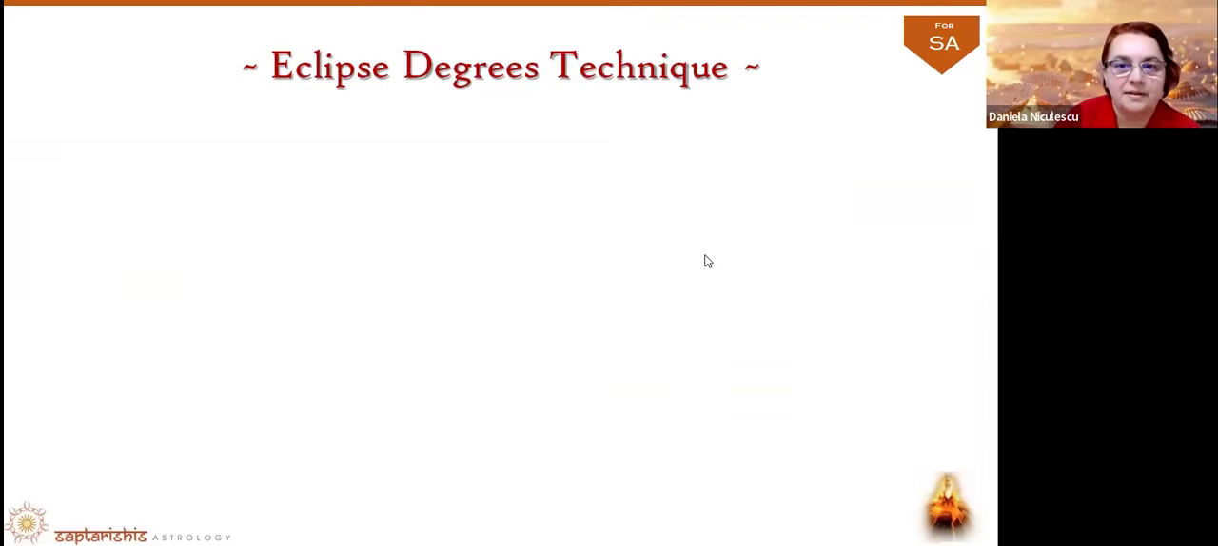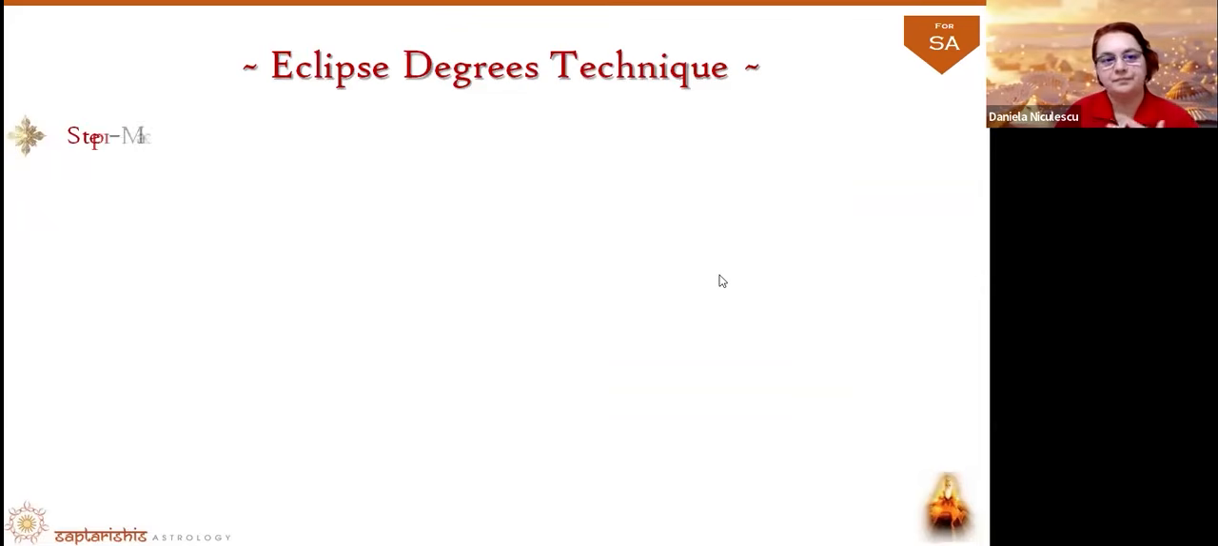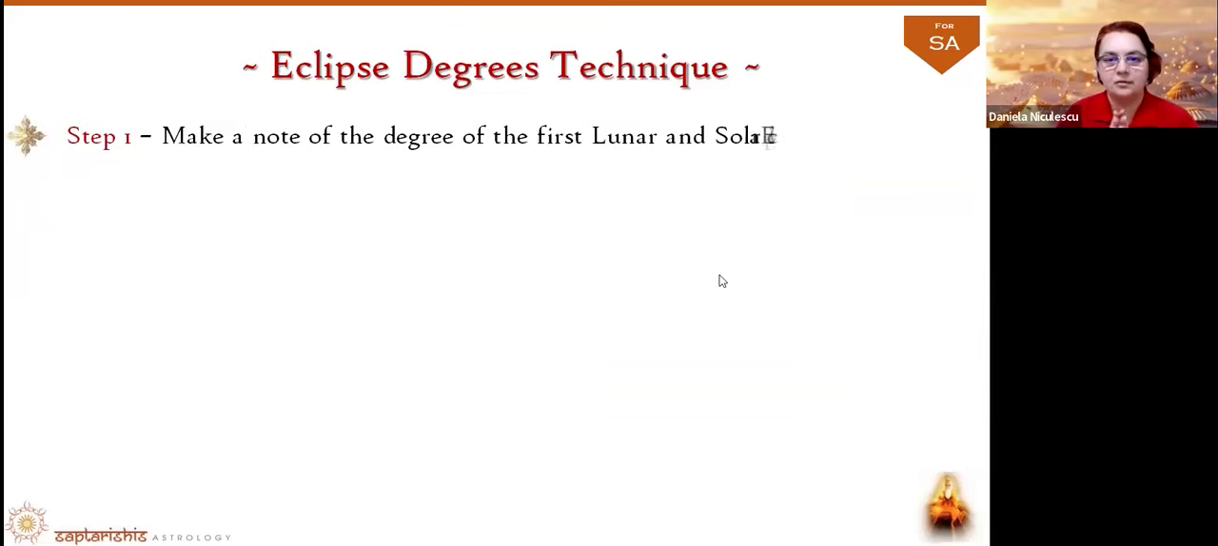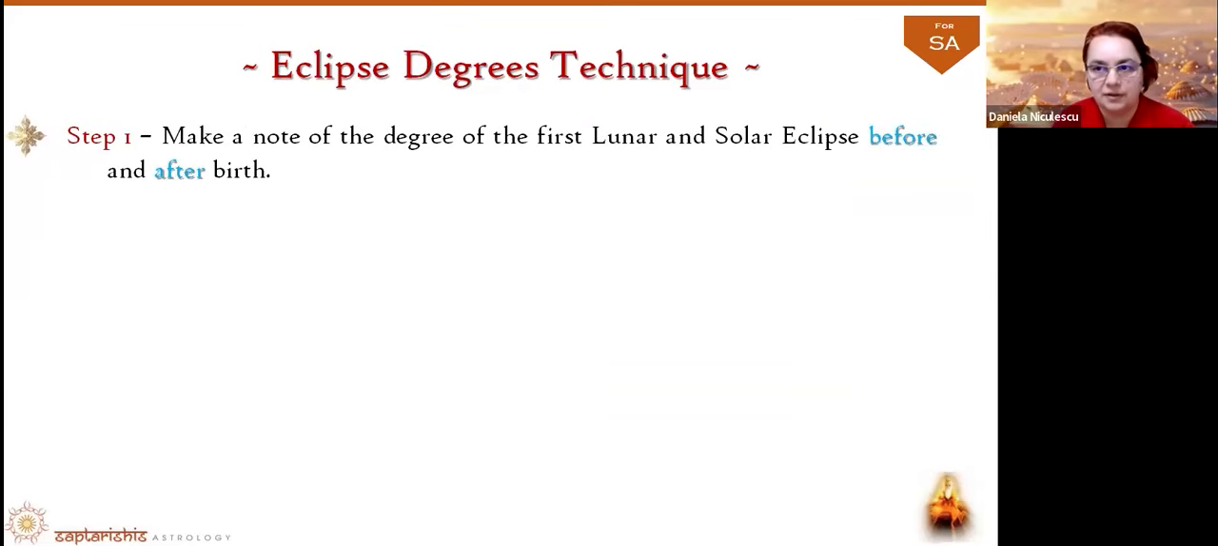All right, so the eclipse degrees. Step 1: note the degrees of the lunar and solar eclipse immediately before birth and immediately after birth. There are going to be only two sets of eclipses in a year, usually in spring and in fall. It depends, it may vary. So note those degrees like I showed you.